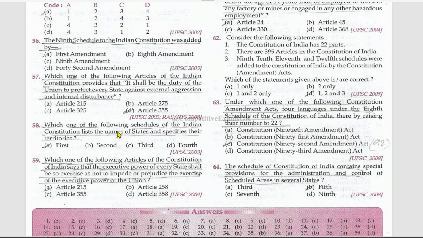Article 355. Which one of the following schedules of the Indian Constitution lists the names of states and specifies their territories? First schedule. Which one of the following articles of the Constitution of India says that the executive power of every state shall be so exercised as not to impede or prejudice the exercise of the executive power of the Union? Article 215. This is placed in which part of the Constitution of India? Mention it in the comments.